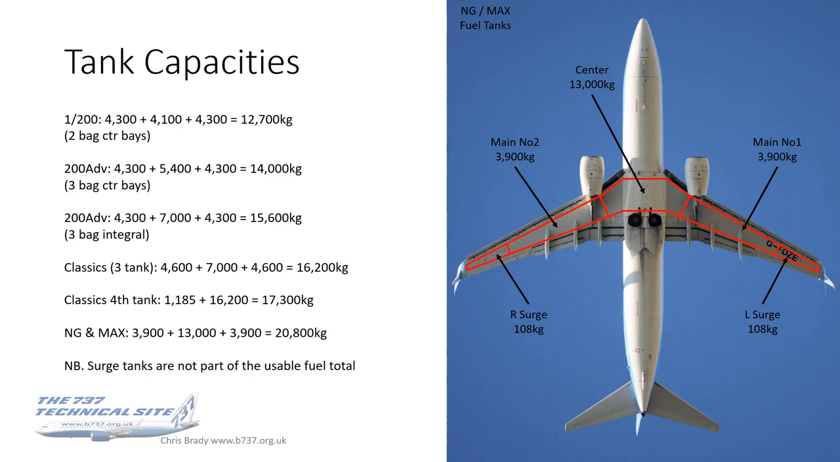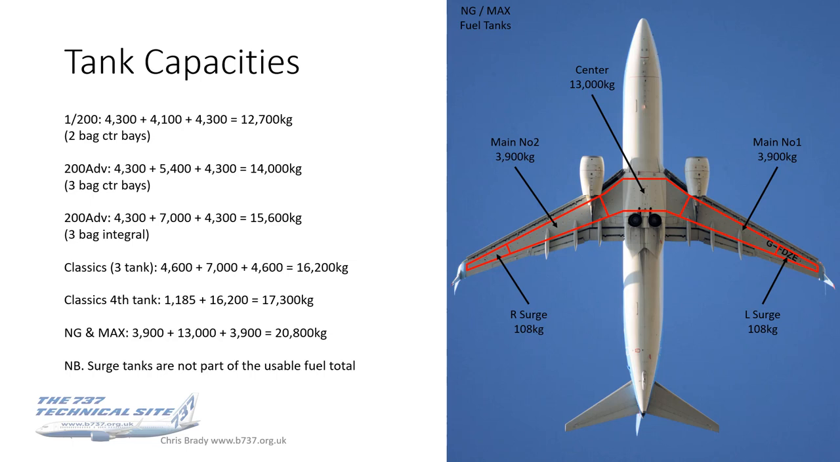I guess the primary reason was to increase the maximum amount of fuel available to give the aircraft more range, but it also had another benefit in that it pushed the main tanks out, because the main tanks are actually reduced in size from 4.6 to 3.9. And because the main tanks are always used even on the shortest flights, it helps with the wing bending moment, because that fuel is further outboard now, and certainly further outboard for longer. So there's actually quite a good spin-off in addition to total capacity.